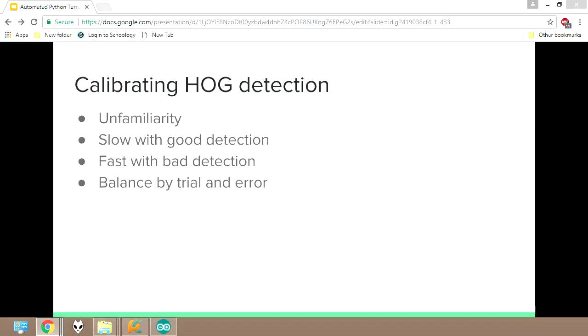When we tested the detection on a still image, it was fine, but when we started working with real-time video, it was very slow. We had to reduce its detection accuracy in order to make it faster while still keeping the detection working. We could achieve this by balancing the win stride and scale parameters. And finding this balance was mostly done by trial and error.